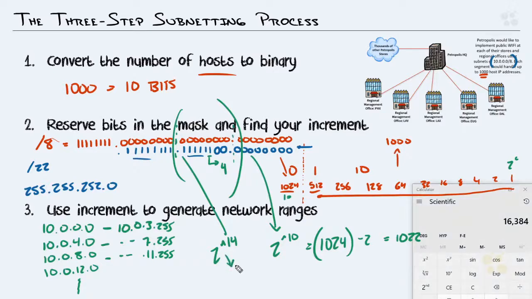I know Petropolis is a massive store. They sell hedgehogs. 16,384 public Wi-Fi networks should do. And we don't have to subtract 2 from that number because we can use the first and the last network.